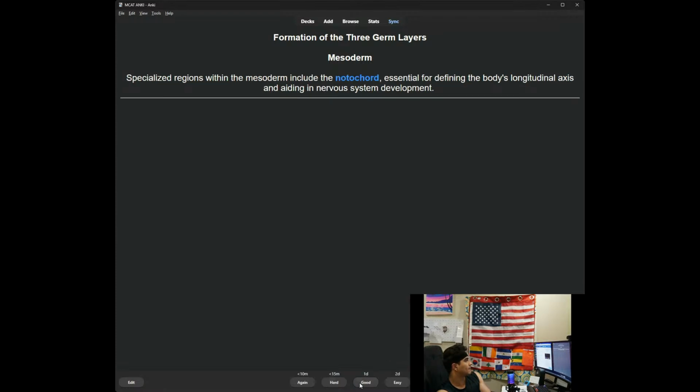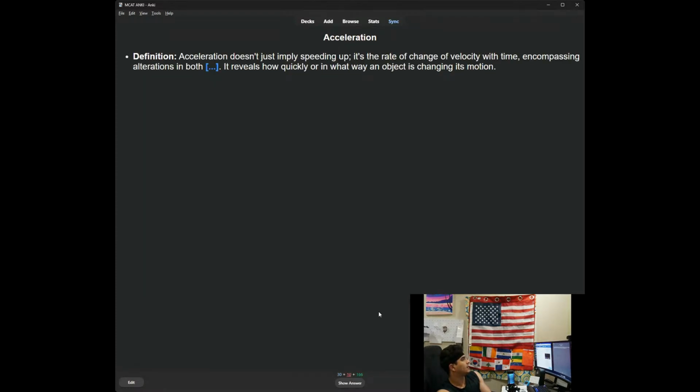Acceleration doesn't just imply speeding up, acceleration is also the time encompassing alterations in both speed and direction.